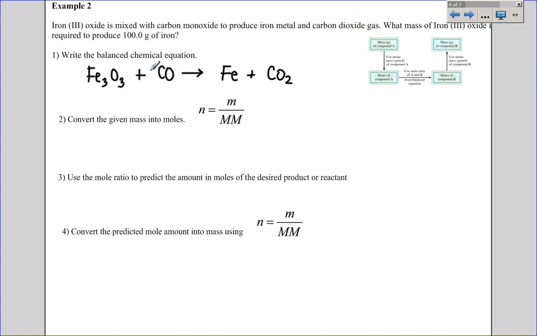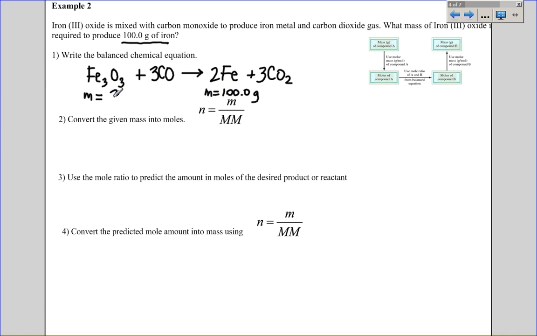And this is another tricky one to balance. You need 3 in front of the carbon monoxide, 3 in front of the carbon dioxide, and a 2 in front of the iron. So in this case, you're given that you have 100 grams of iron. And I find it helpful to extract the information from the problem and write it right below the balanced chemical equation.